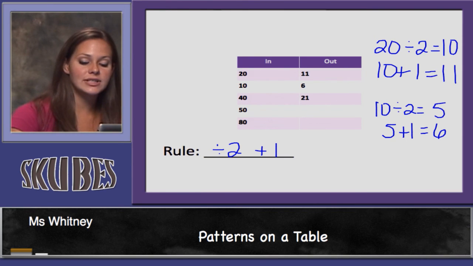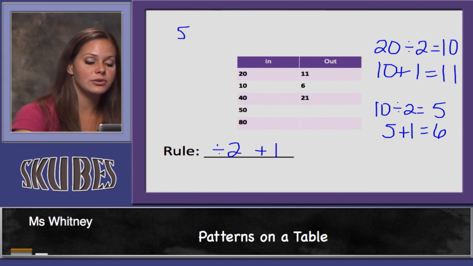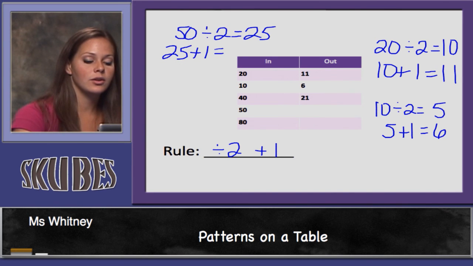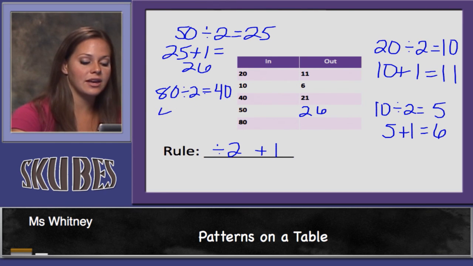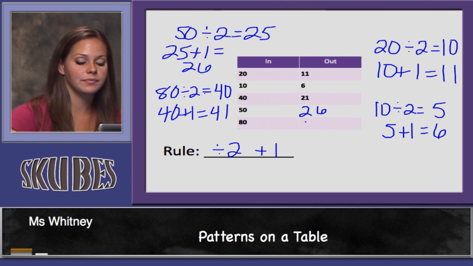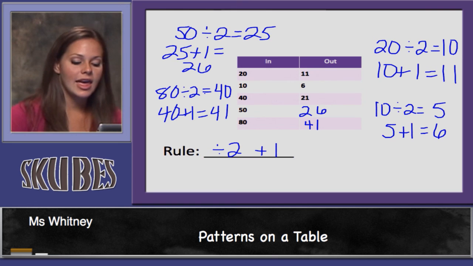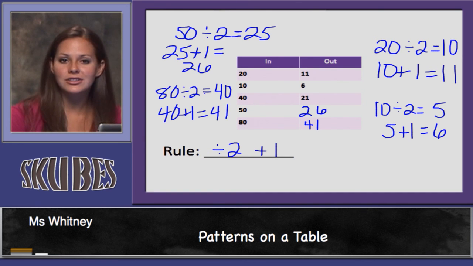So next we'll do 50 divided by 2, which is 25. We'll take 25 plus 1, which is 26. And last, we'll do 80 divided by 2, which is 40, and we'll take 40 plus 1, which is 41. And this concludes our lesson on patterns on a table.